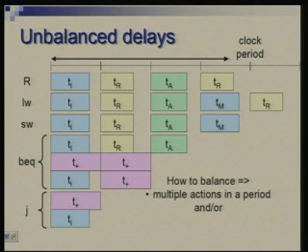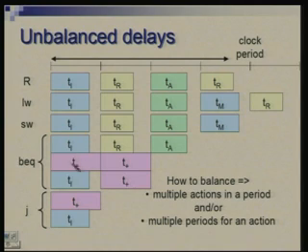Alternatively, or in addition to this, you could have multiple periods for an action. For example, it is not necessary that t plus, if it is slow, has to be done within a single clock. So, you might do everything else in a single clock, but maybe reserve 2 clocks for this, right. So, you might still have an overall better performance.